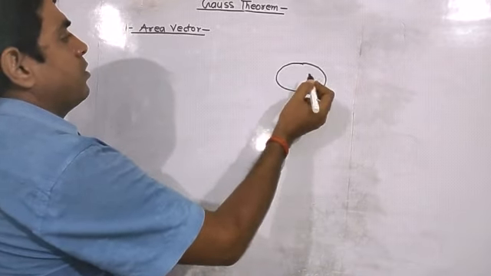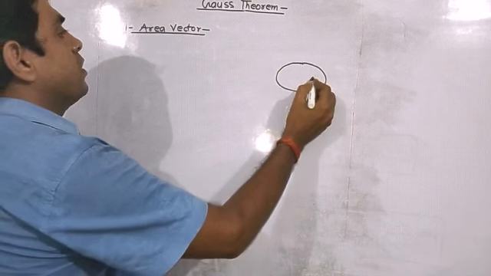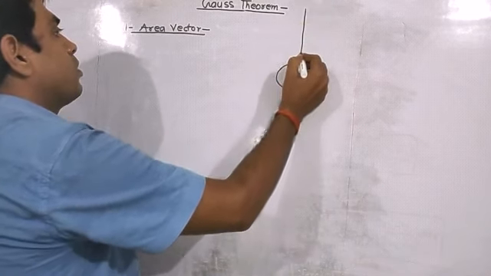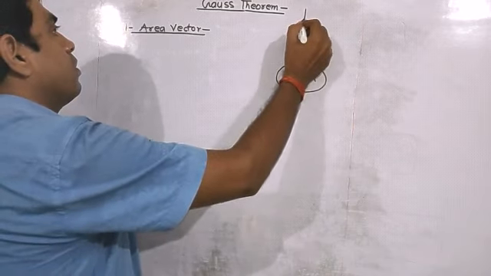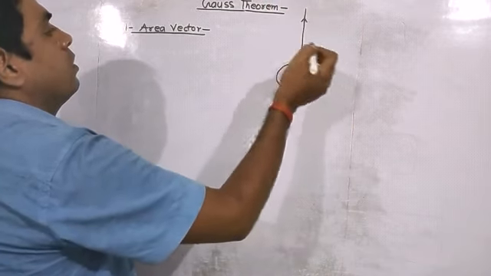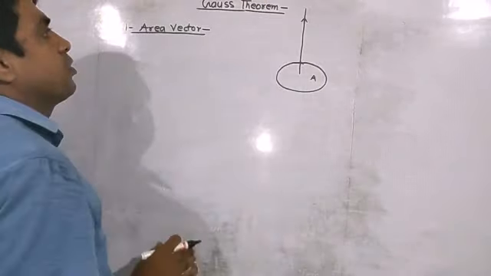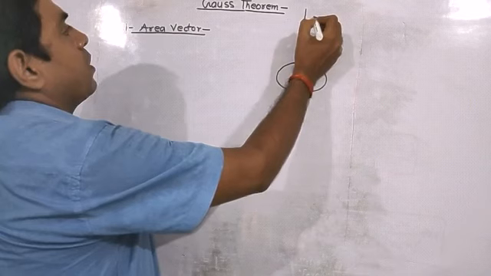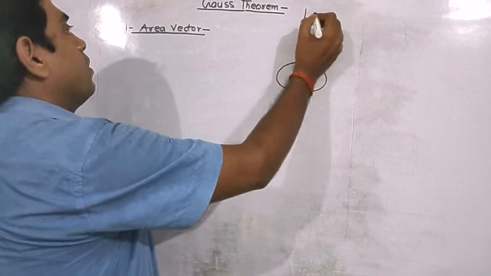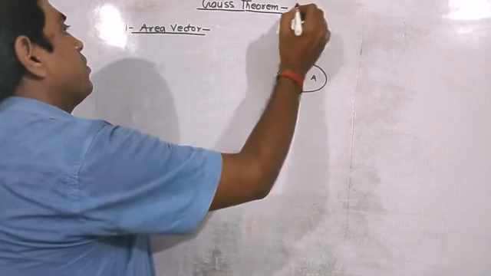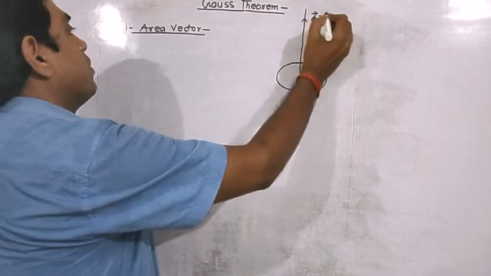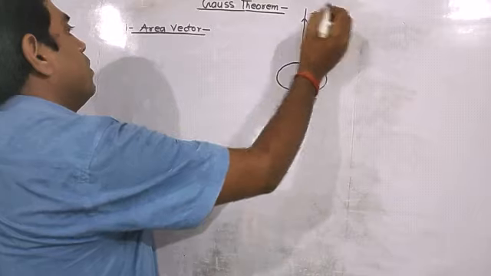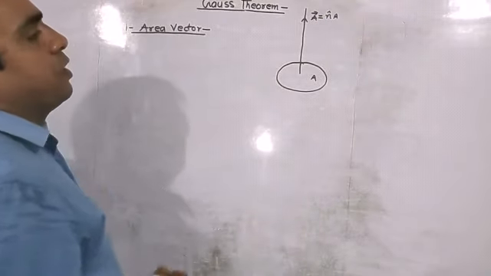So the area, that is the magnitude of the surface area, is given by A, and its direction will be given by the normal drawn to it, that is the outward normal drawn to it. That will represent the direction of the area, and it is called the area vector. So here the area vector will be represented as vector A is equal to n cap A. This is the area vector.